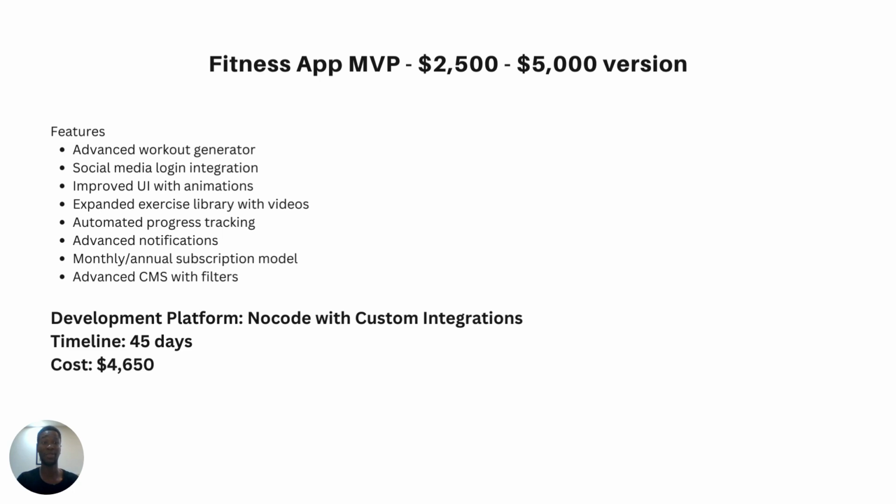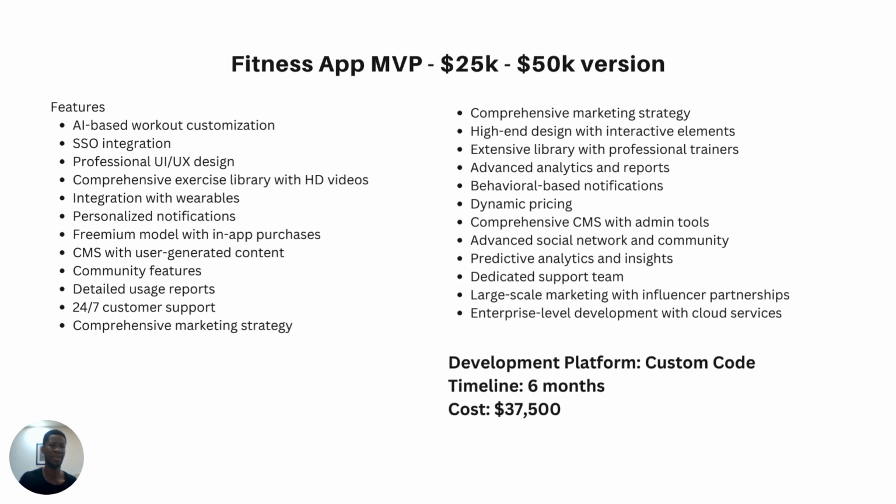this kind of application in a $2,500 to $5,000 range. You have advanced workout generator, social media login integrations, improved UI with animations, advanced notifications, maybe monthly and annual subscription models for payment, and then you have advanced CMS with filters. So maybe an app like this, and with the development platform, you can see here on the $25 to $50K version, the timeline took 6 months. Development platform was custom code, and then the cost was $37,500.